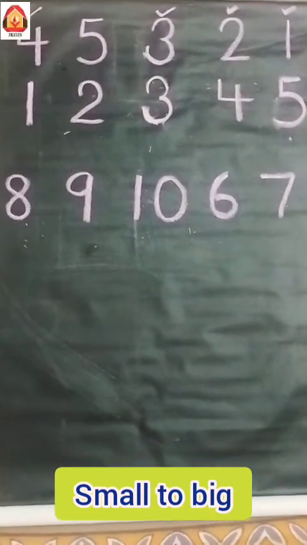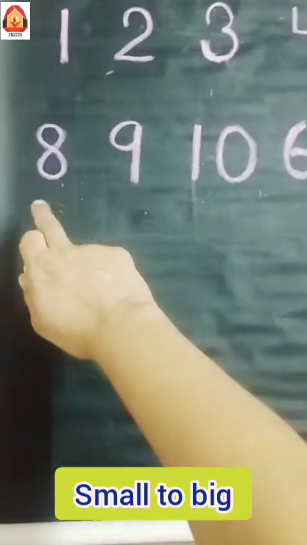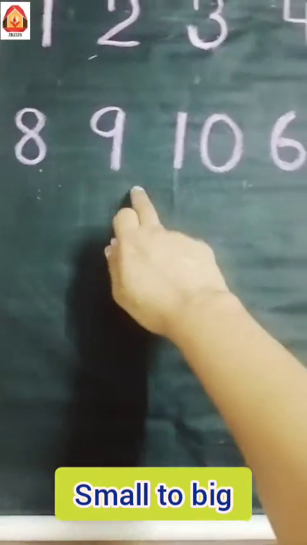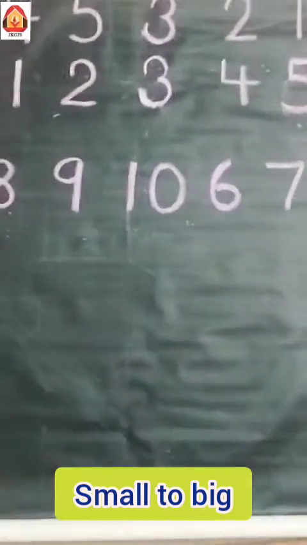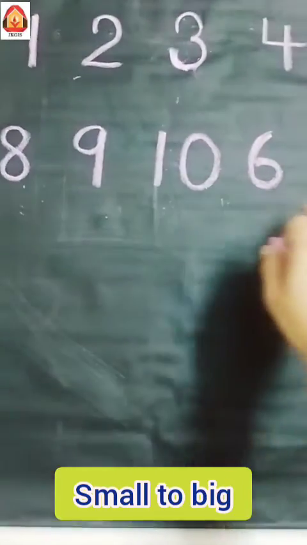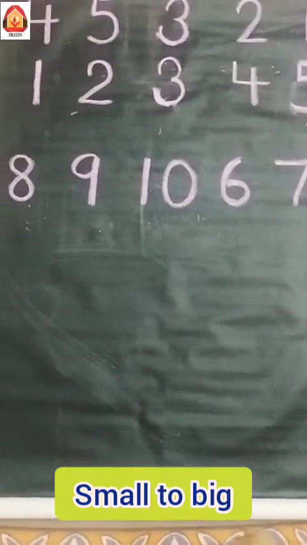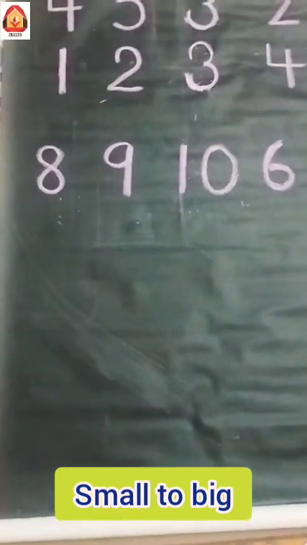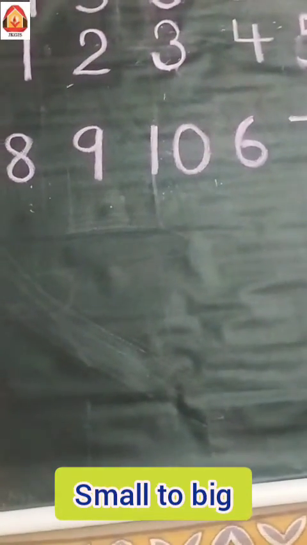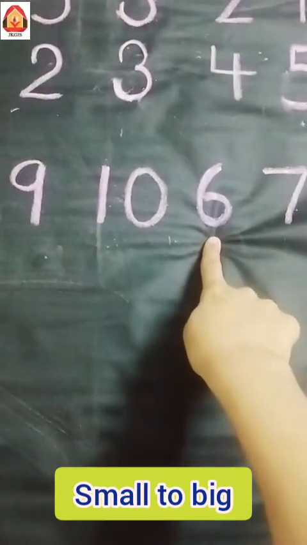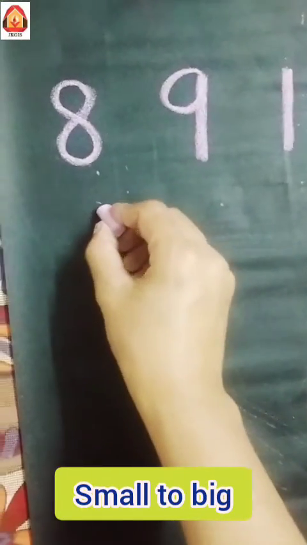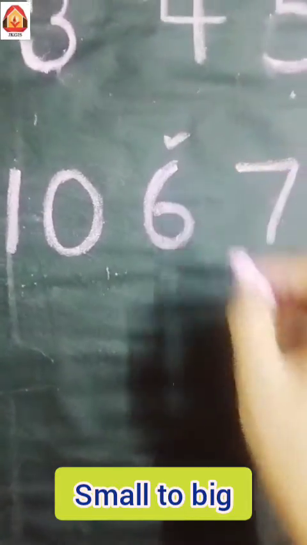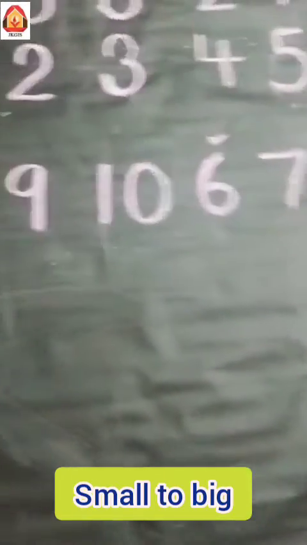Got it? Now we will see these numbers 8, 9, 10, 6, 7. Now we will arrange these numbers in ascending order. That means we will arrange these numbers small to big. Now you will have to tell me which is the smallest one. That is 6. The smallest is 6, isn't it? So we will write 6 here, and we will take it so that we can't count it.